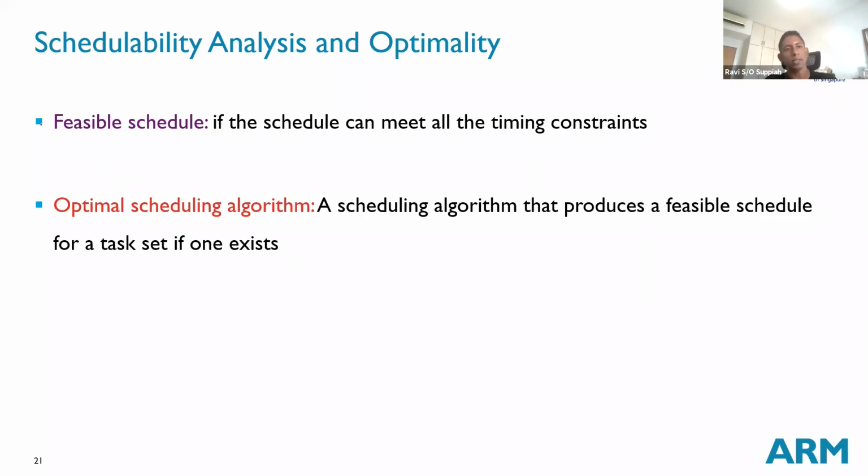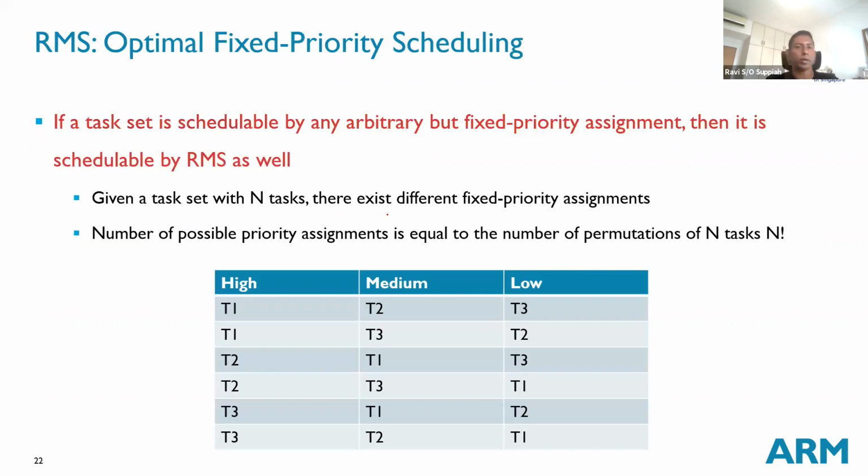So the first terminology is what we call a feasible schedule. If you say that a task set has a feasible schedule, that means I have the ability to schedule all the tasks such that I can meet all the timing requirements, all the timing constraints. And the optimal scheduling algorithm is one that is able to produce a feasible schedule. What we want is a schedule where all the tasks can fulfill the deadline, and the optimal scheduling algorithm is the algorithm that allows me to achieve that. So let's look at how we can do it.